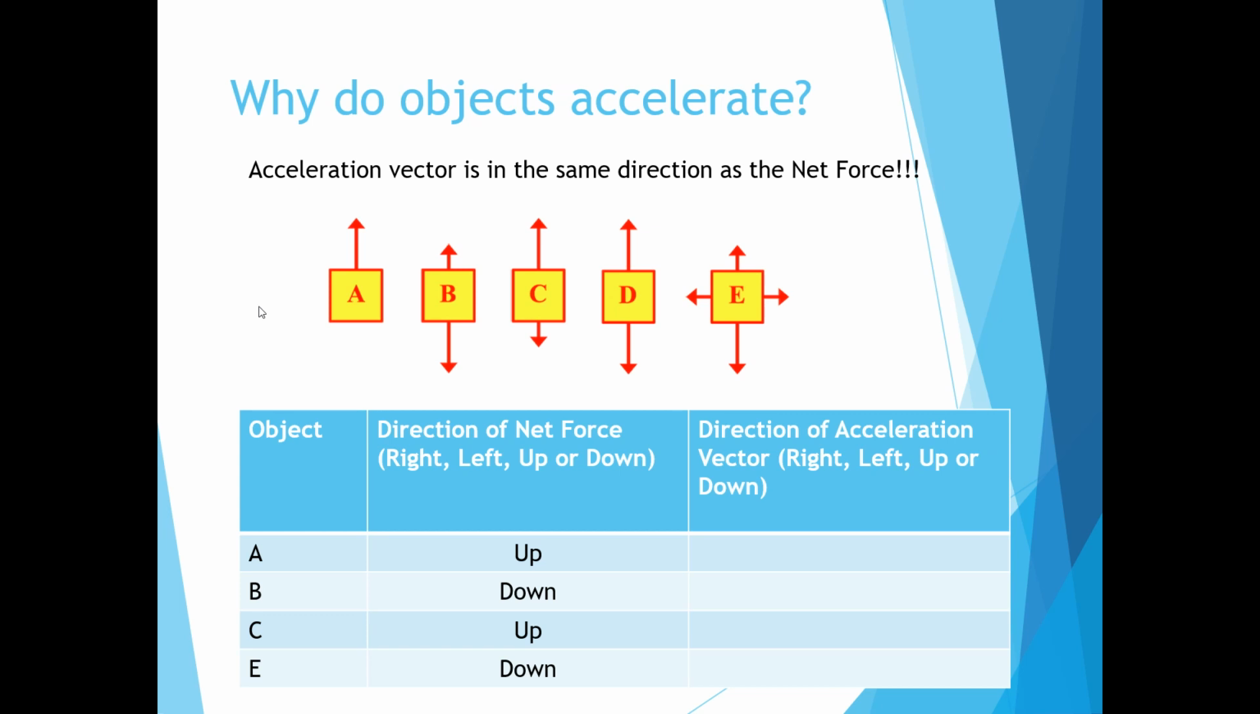Now, a very important point here is that the acceleration vector is in the same direction as the net force. Key important information here. So I think you're already on page 7 in your student notes. Now that we know which direction the net force is, we also know what direction the acceleration vector is. So we're basically going to just copy the information from one column over to the next. The direction of the acceleration vector for A is up, B is down, C is up, and E is down.